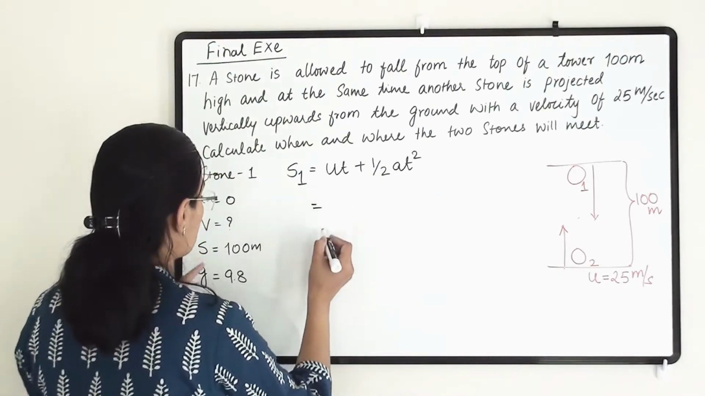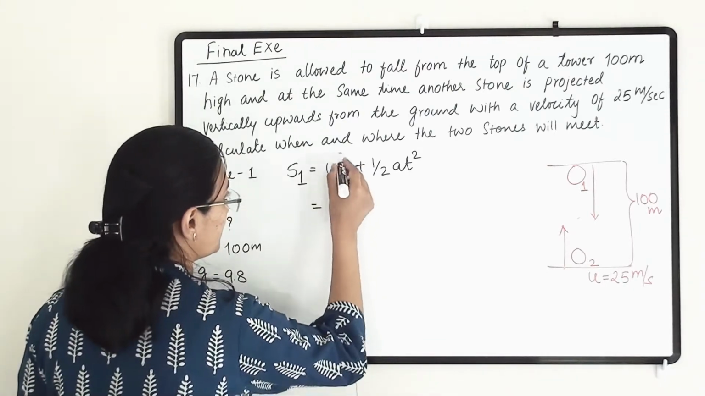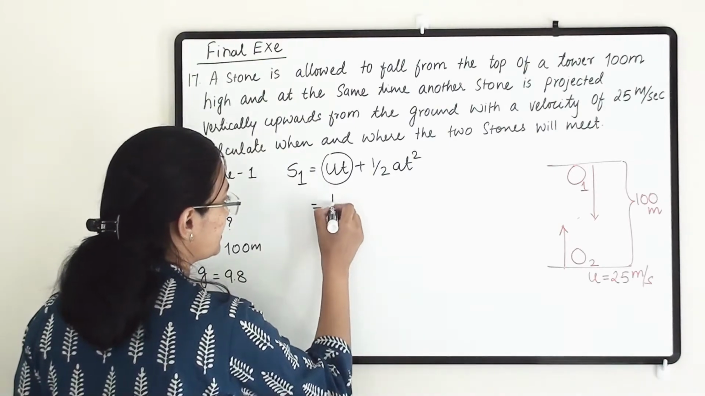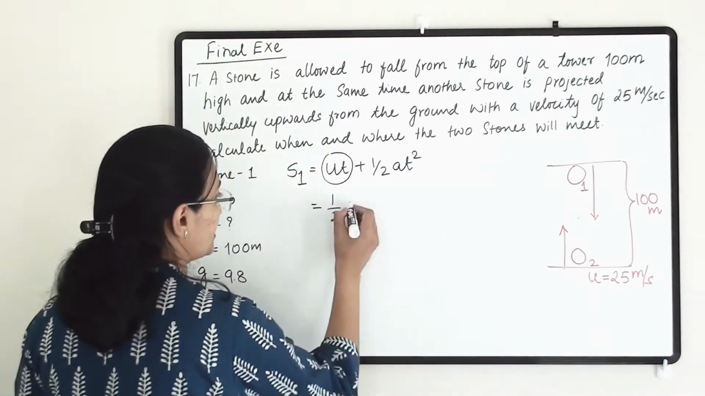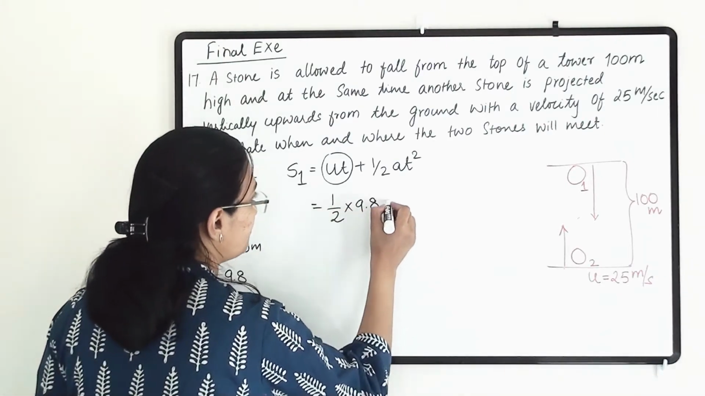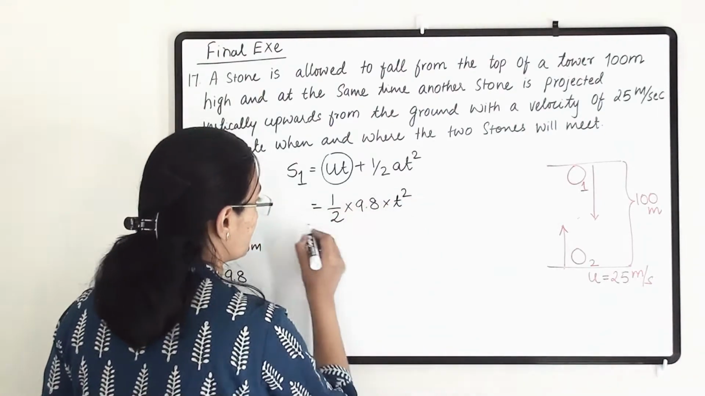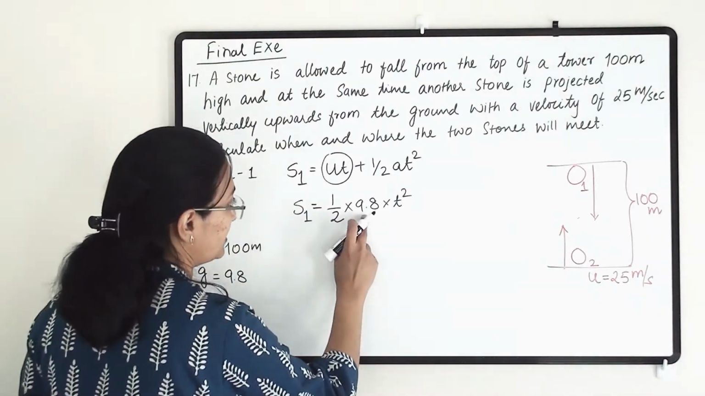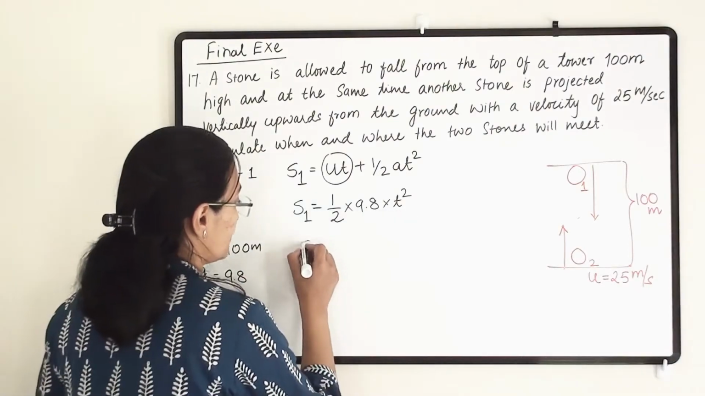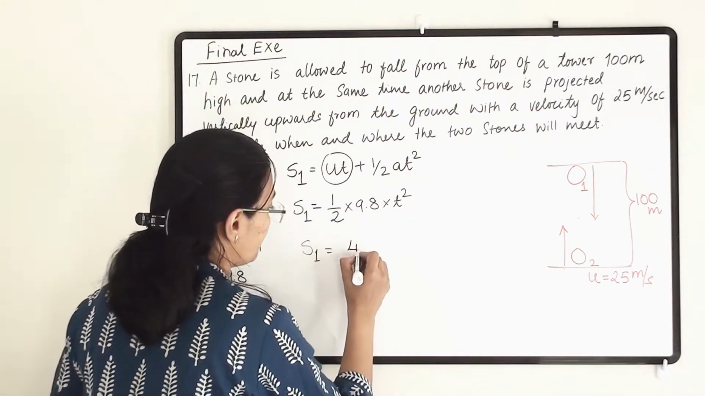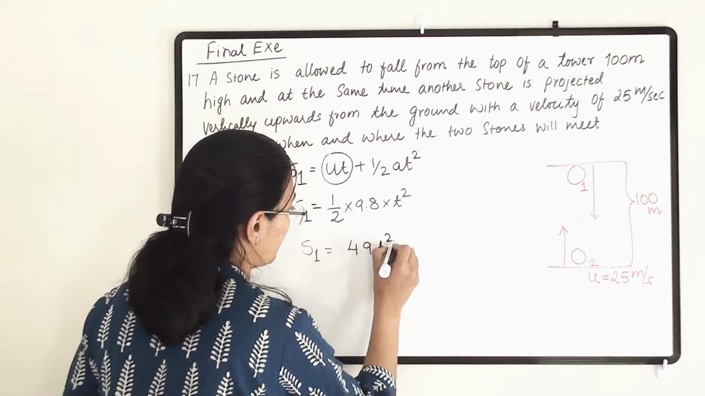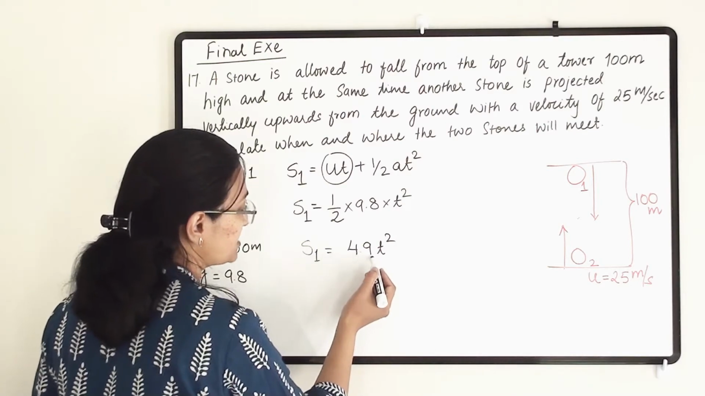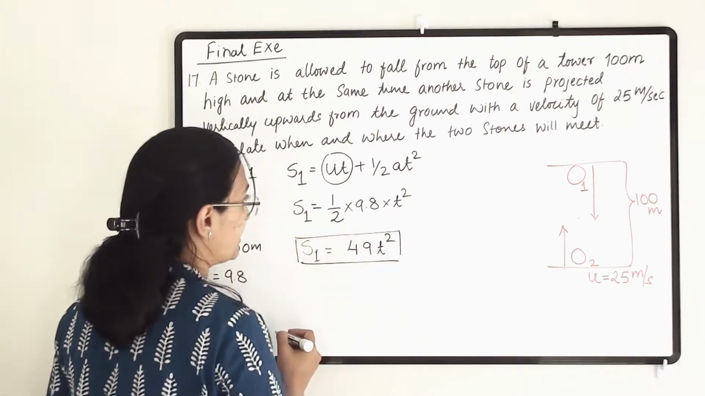So here u is 0, so this term will be 0. We will get here 1/2, a we are going to take 9.8, and t we do not know, so t square. So this is for stone 1 that we are dropping from the top, half 9.8 t square. So S1 we are going to get 4.9 t square. Once we divide 9.8 by 2, we get 4.9. Got S1.